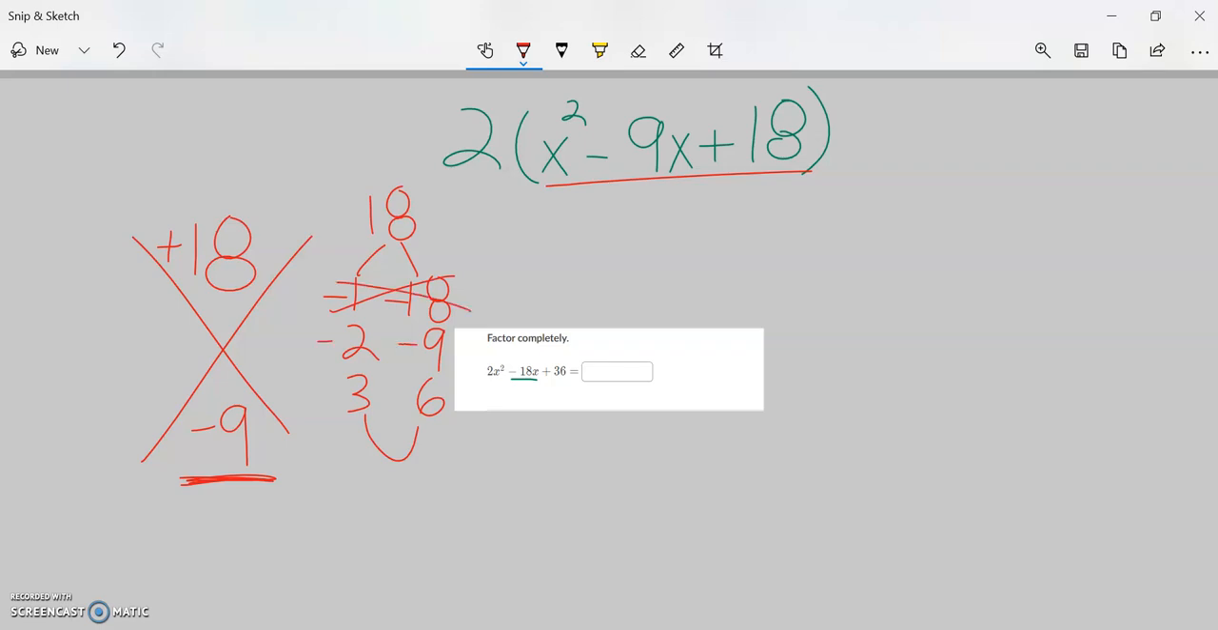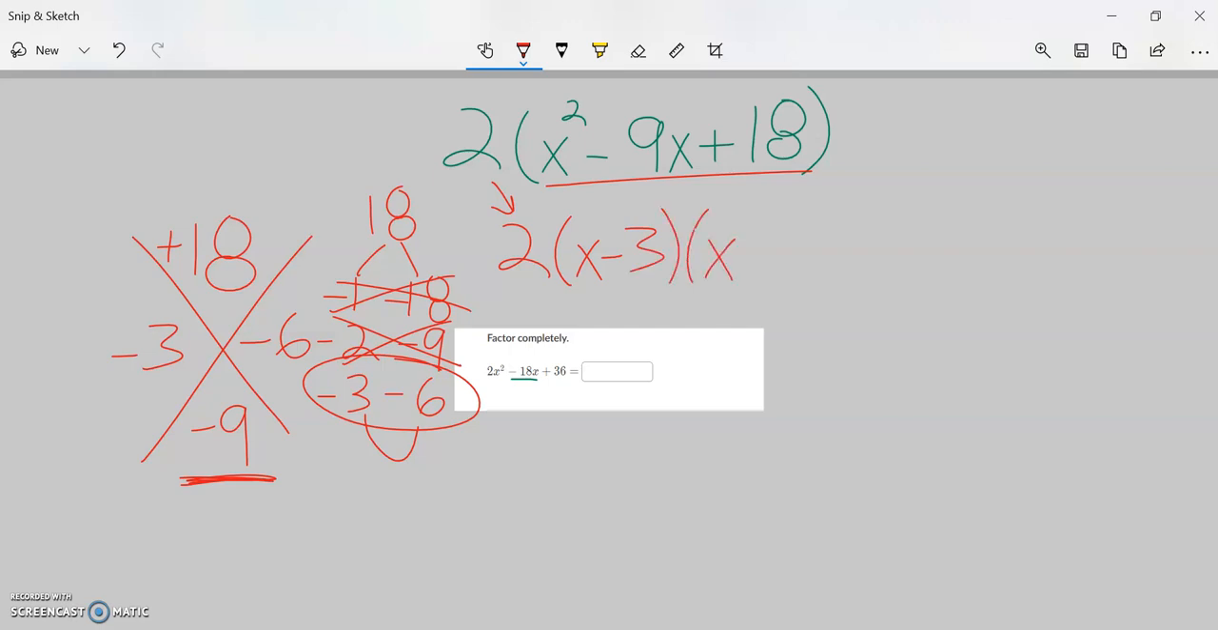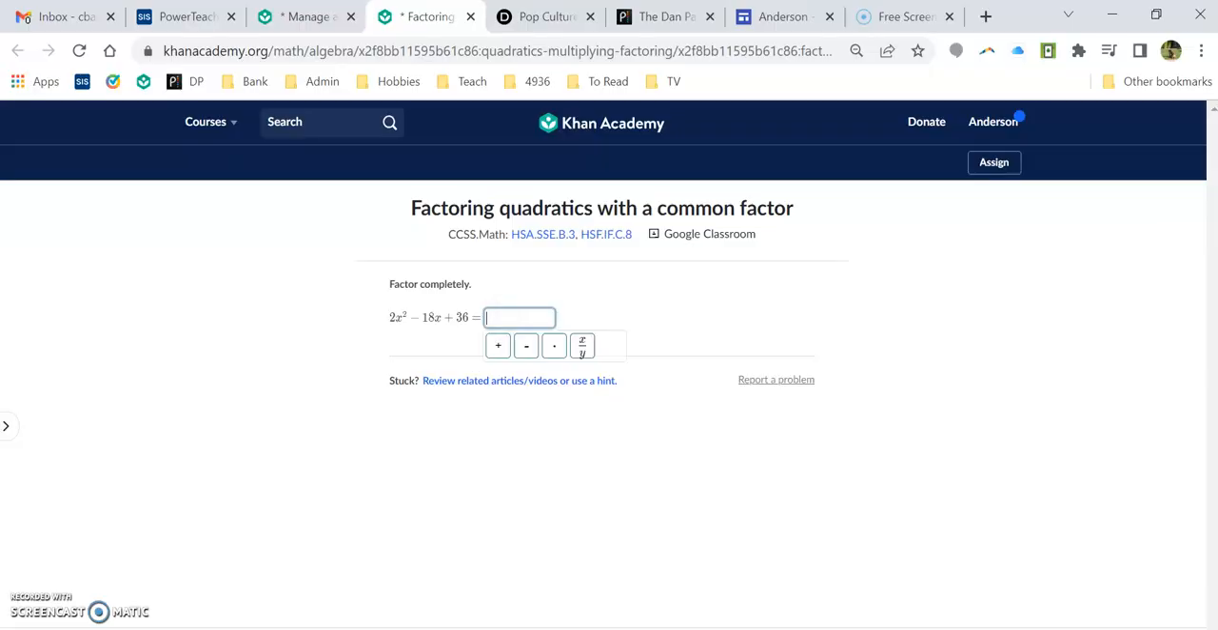Negative 2 minus 9 is negative 11, not good. Negative 3 minus 6 is negative 9. So negative 3, negative 6 are the two factors. So we still have our 2 out front. Don't forget that. Then x minus 3 times x minus 6.